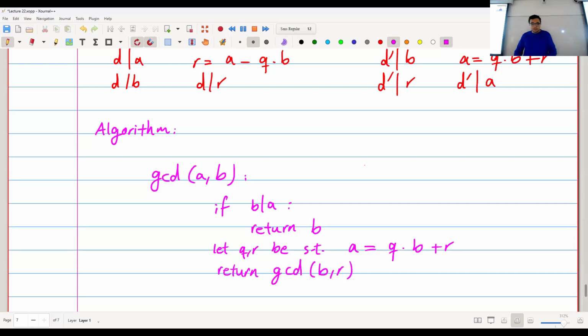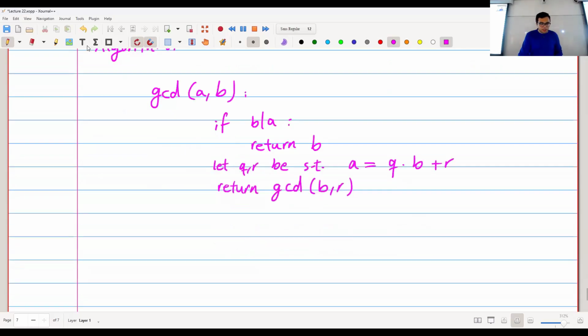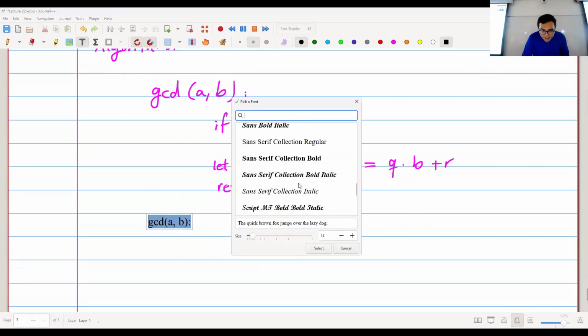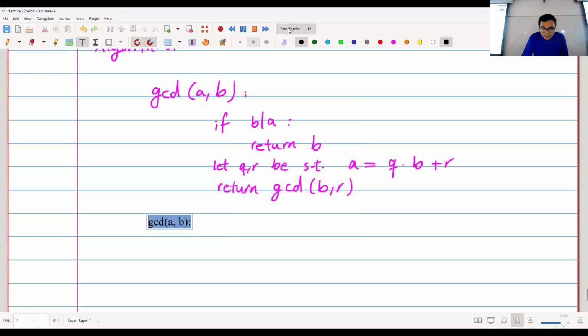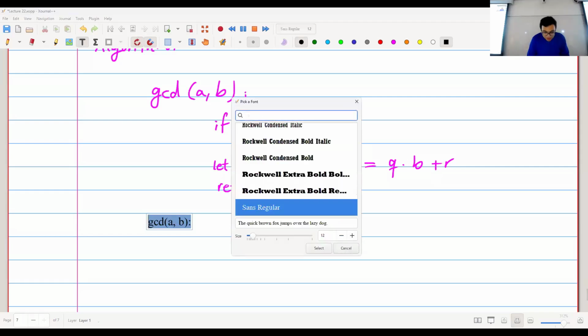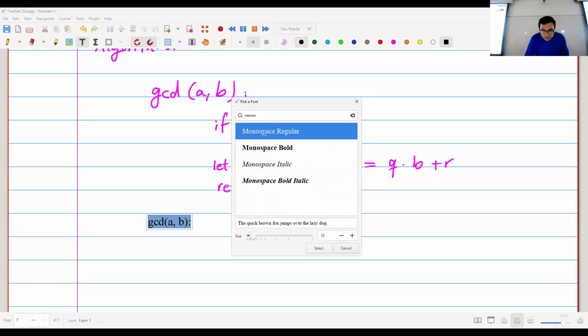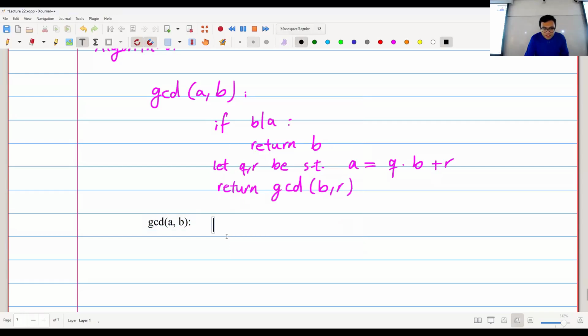Okay. Now, if I want to write this more in a C++ format, I would actually write something like this. I would say that I want to compute the GCD of A and B. Let me see, do we have a monospace font? I really don't like to write code in this font. Didn't change anything. Why doesn't it change the font? It doesn't change the font for some reason.